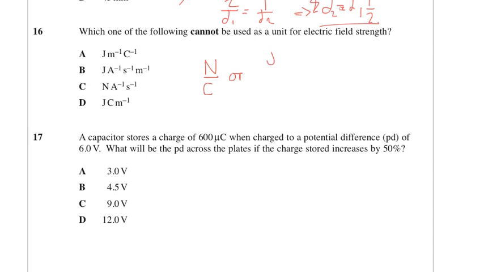A newton is a joule per meter, over coulomb, which is this one, so A can be used, and a joule per meter amp second, so joules over amp seconds meters is 1, or newtons over amp seconds is 1. So that means that it's the final one that is not correct, which isn't one of those.